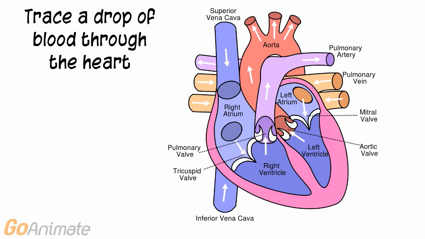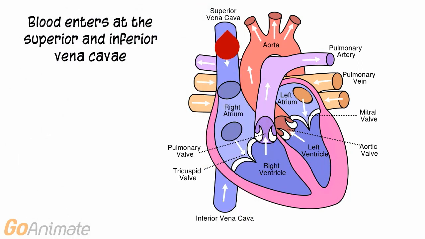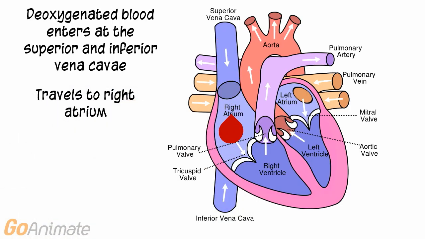We can learn a lot about heart anatomy by tracing a drop of blood through the heart. The superior and inferior vena cava bring deoxygenated blood from the body to the heart. Blood flows from the vena cava to a chamber called the right atrium.